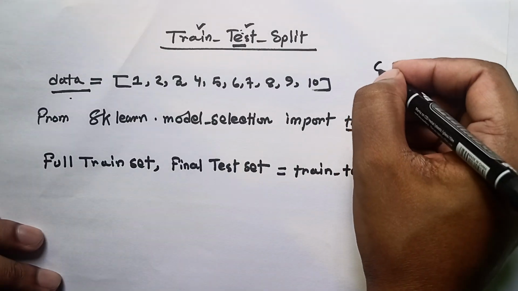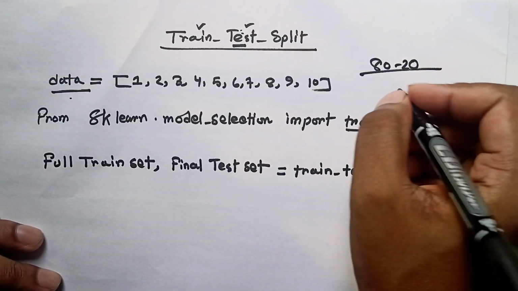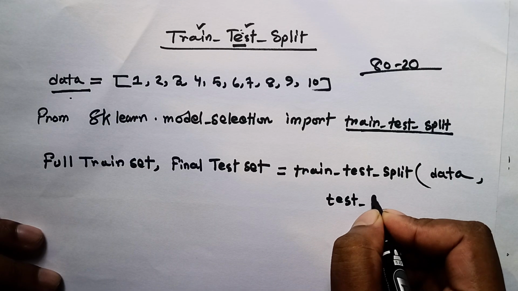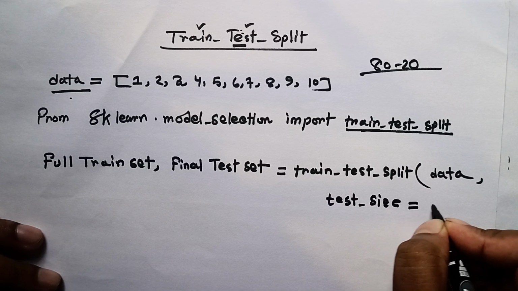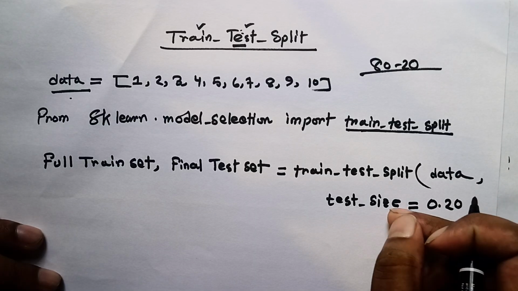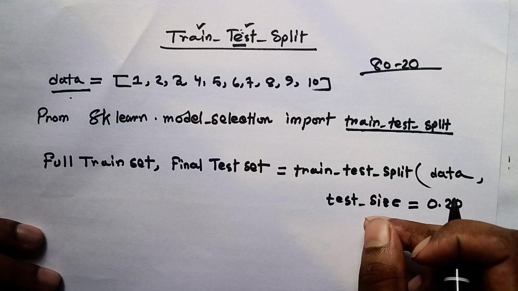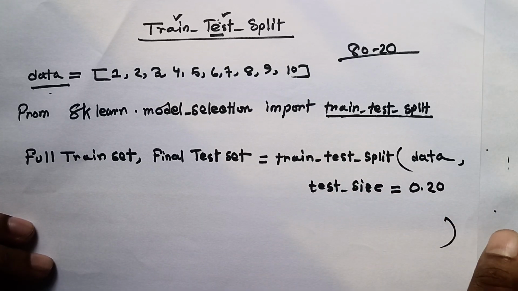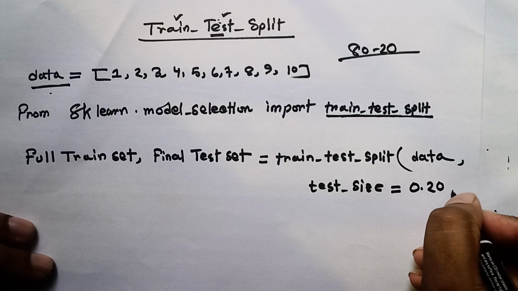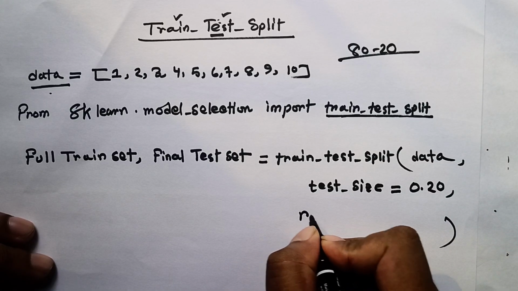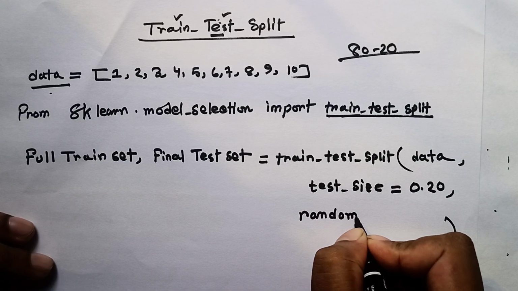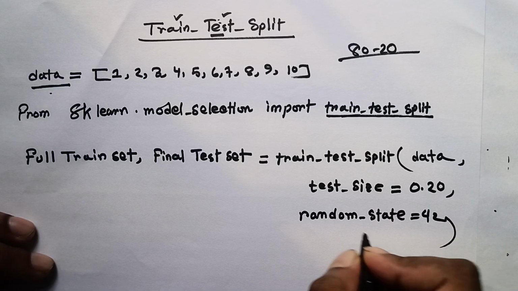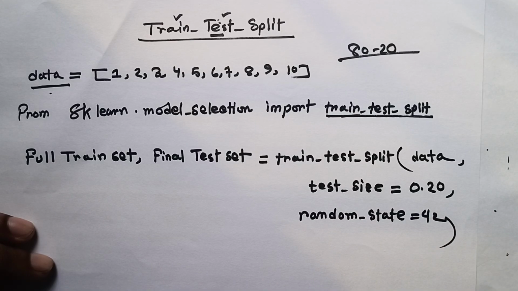Okay, I wanted to apply an 80-20 split. For that, test size, I give 0.20. That means 20% inside the test set. Then automatically it will allocate 80% to the train set. So the major important thing, random state. Random state 42. What is random state and what is 42?